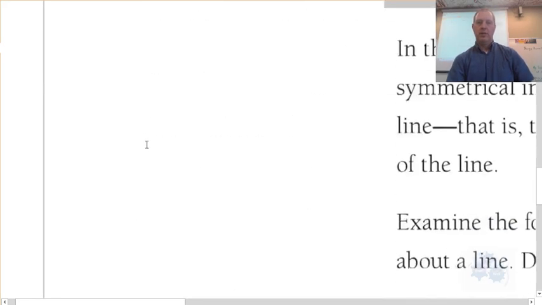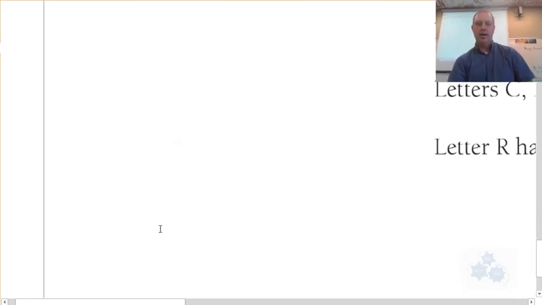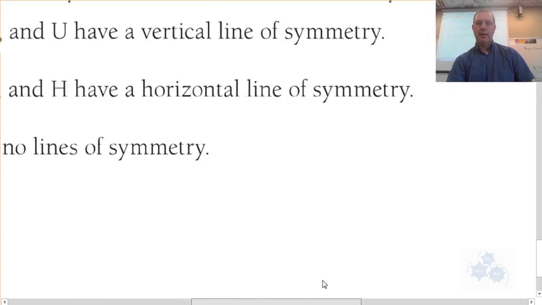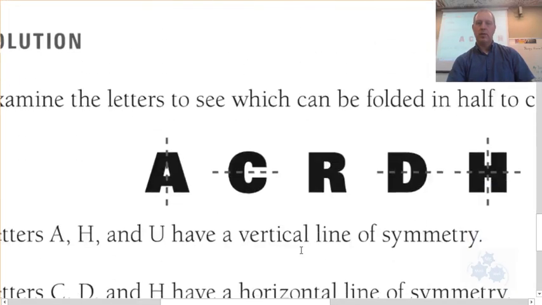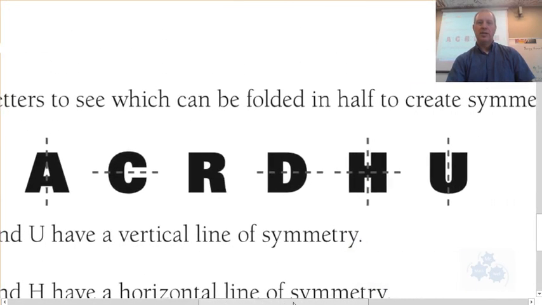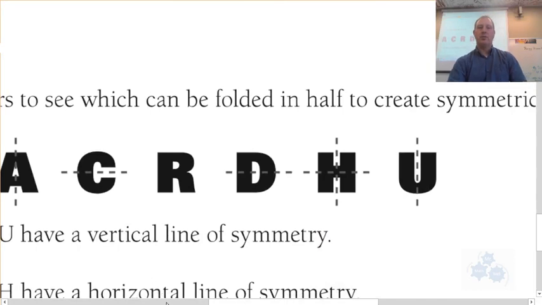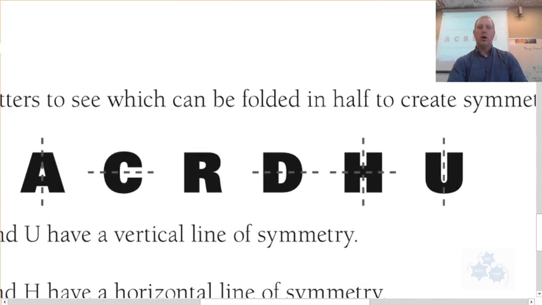Okay, here we go. So C has a horizontal line of symmetry as well. R doesn't have any line of symmetry, not even a diagonal one. D would have one there. H has 2, and so does U.